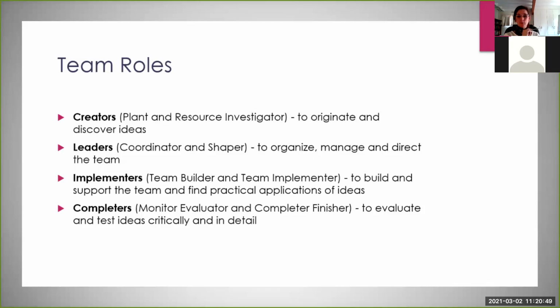So look, there are other team roles. This is by no means definitive, but in the research he said you needed to at least have these to have an effective running team.